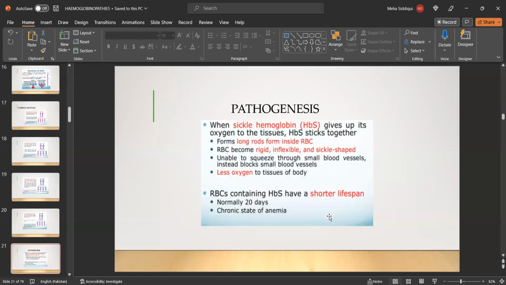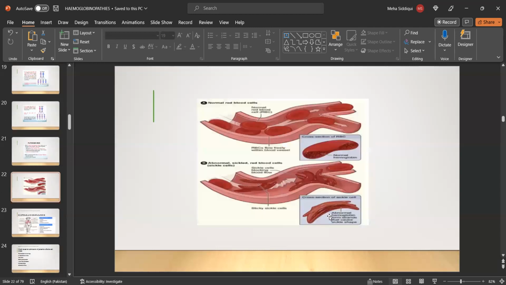Pathogenesis. When sickle hemoglobin gives up its oxygen to the tissues, hemoglobin S sticks together, forms long rods, and makes rigid, inflexible, sickle-shaped RBCs, which are unable to squeeze through small blood vessels, leading to blockage of small blood vessels and less oxygen to tissues of the body. So RBCs containing hemoglobin S have a shorter lifespan, normally 120 days, and it is a chronic state of anemia. Here, this is a picture. We can see these are the normal RBCs, and these are sickle-shaped RBCs.